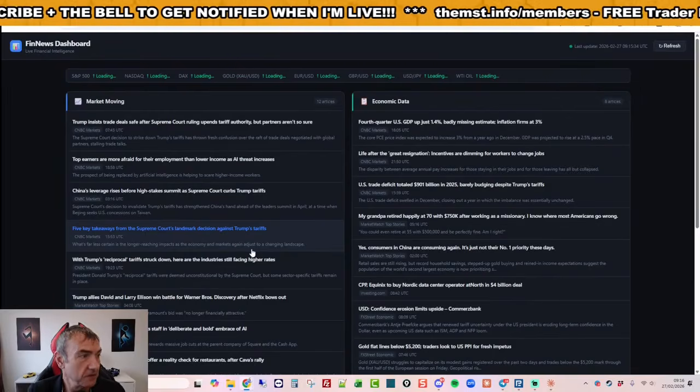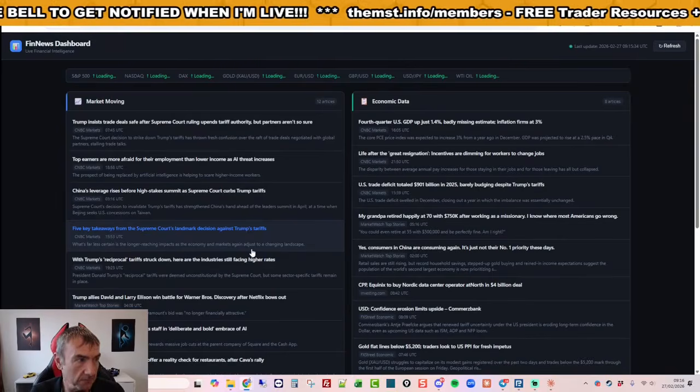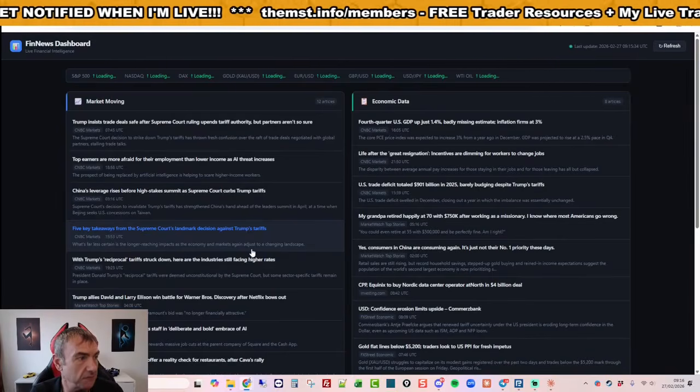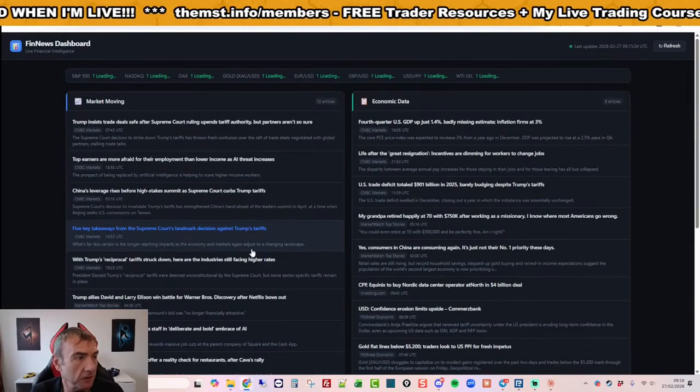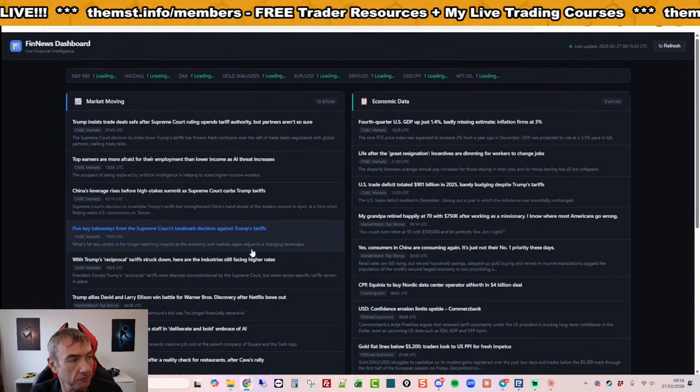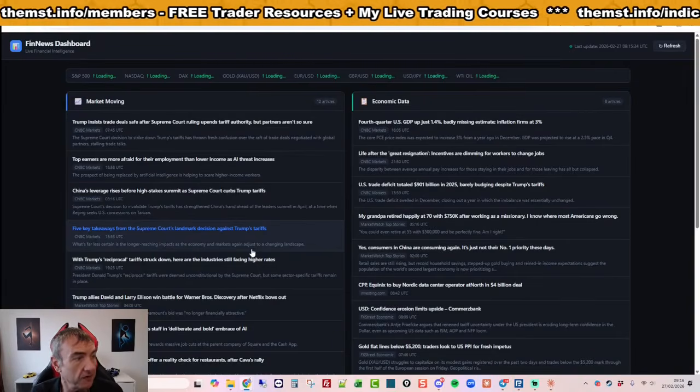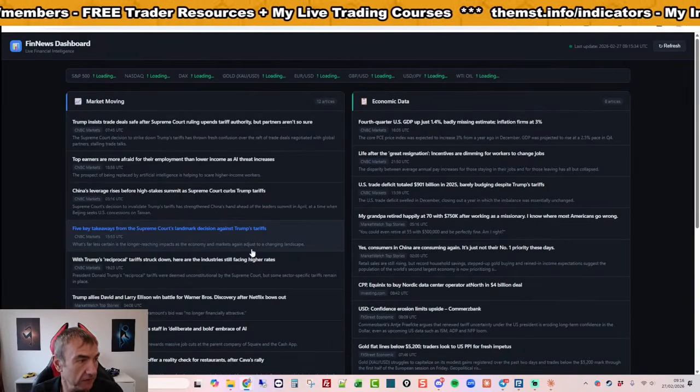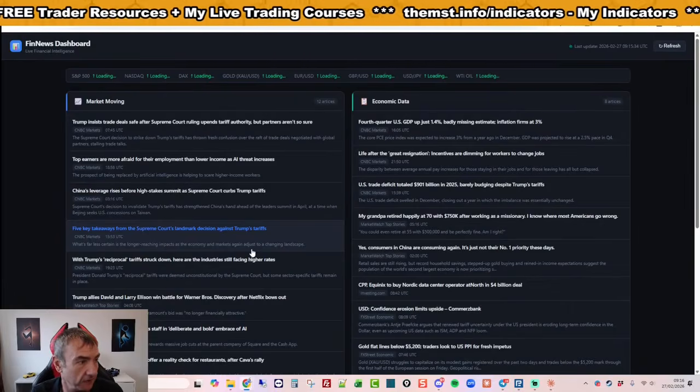Okay, features: live news from Reuters, CNBC, MarketWatch, Yahoo Finance, Kitco, and more, categorized into market-moving economic data, central banks, commodities. It auto-refreshes every 5 minutes. Dark theme, clean user interface, no API keys, all free RSS feeds.